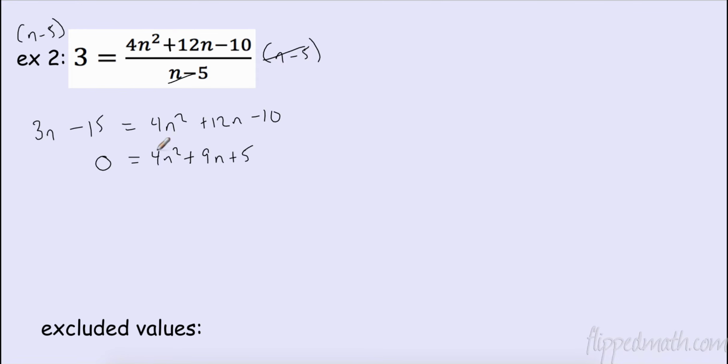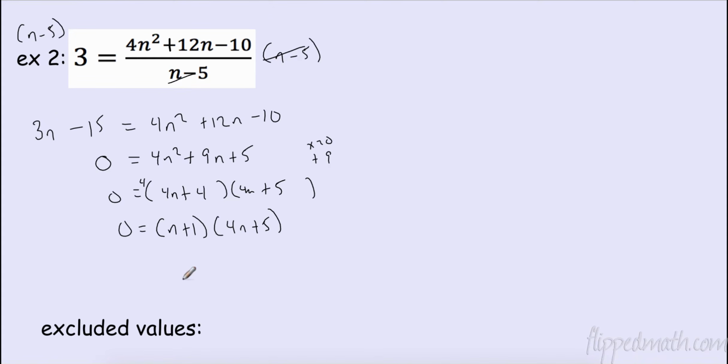We need to factor. We need two numbers that multiply to 20 and add to 9. And we have a leading coefficient here, don't we? So, putting my 4n in the front of both. All right, so 4 times 5 is 20, and 4 plus 5 is 9. On this one, I'm going to take a common factor of 4 out. So I have n plus 1 times 4n plus 5.